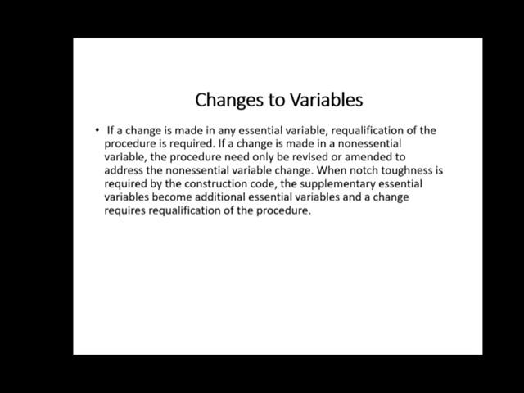Changes to variables. If a change is made to any essential variable, requalification of the procedure is required. If a change is made to a non-essential variable, the procedure need only be revised or amended to address the non-essential variable change. When notch toughness is required by the construction code, the supplementary essential variables become additional essential variables, and a change requires requalification of the procedure.